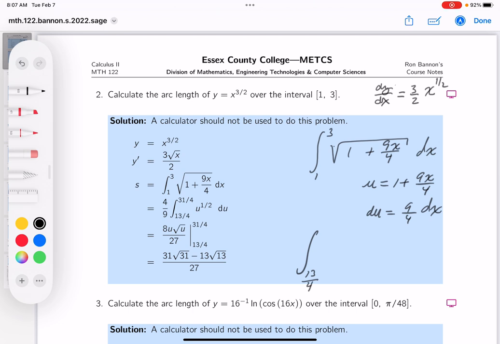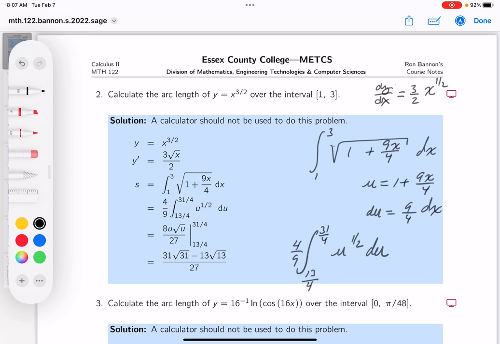And I go to 3, what do you get? You get 27/4 plus 4/4, which is 31/4. And then you get u to the 1/2 power. And what's dx going to be equal to? It's actually 4/9 of a du. So put the 4/9 on the outside and a du here.